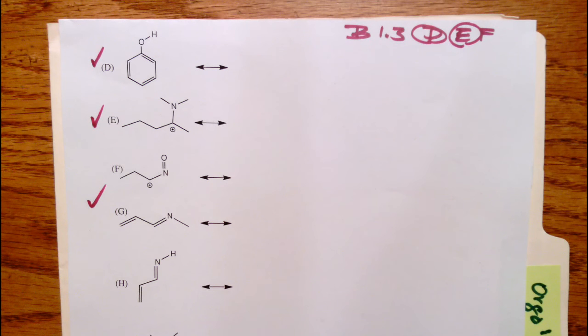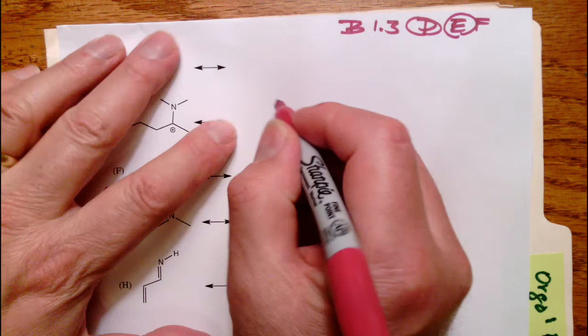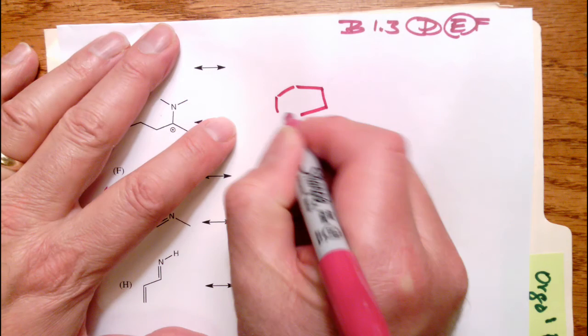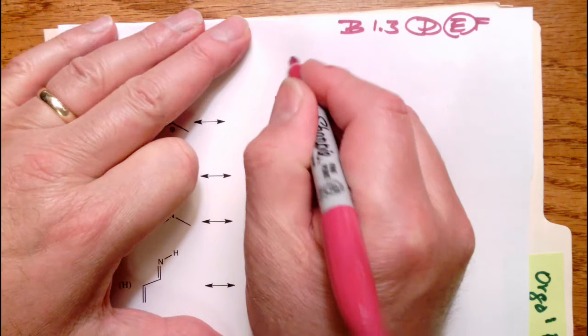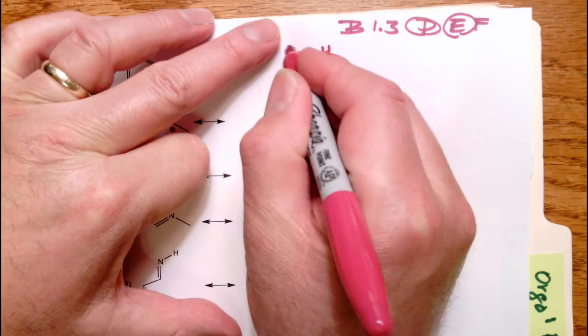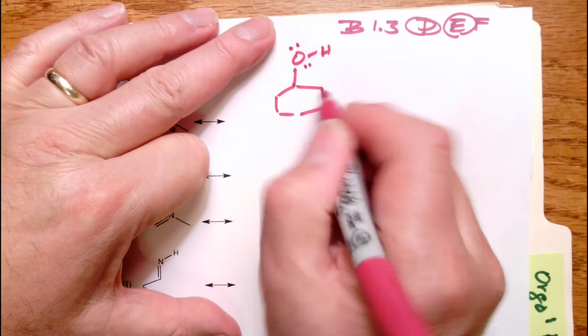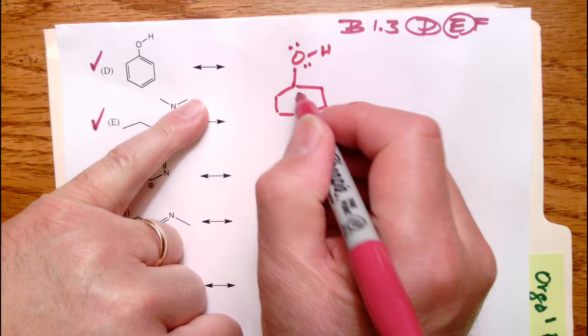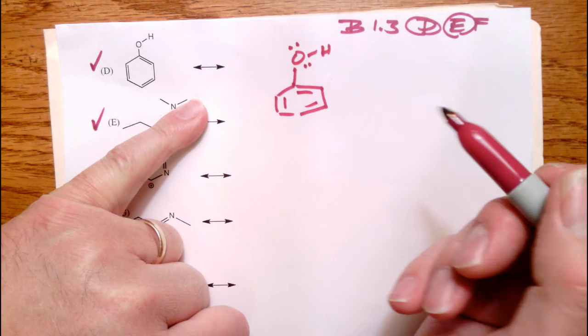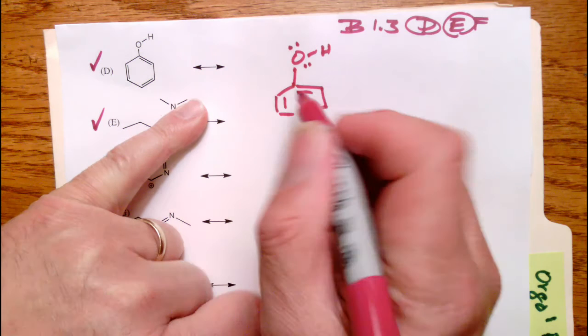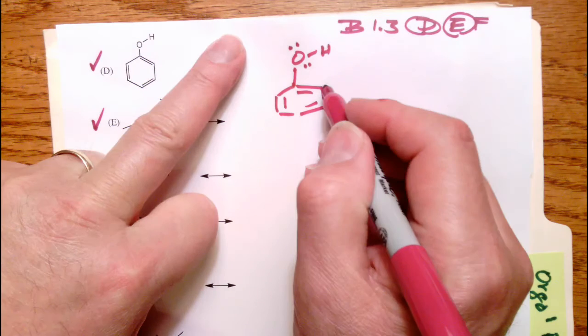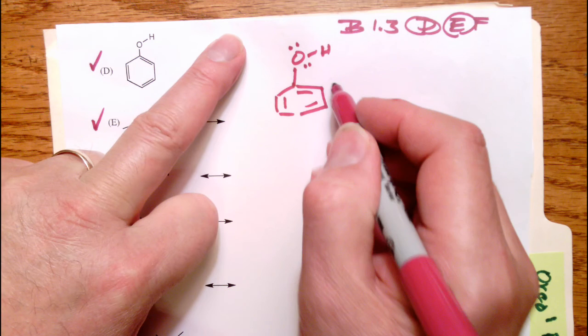Okay, so for part D, we call this a phenol. So we draw the phenol. Phenol basically is oxygen H attached to a benzene group. So we have electrons next to the pi bond. And remember again, we have hydrogen on each corner.